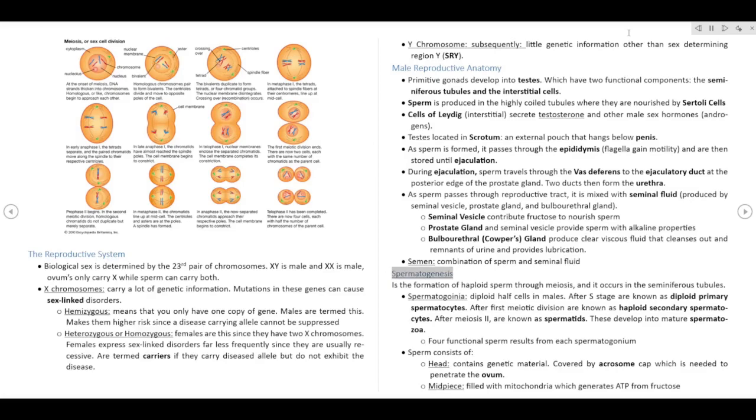Spermatogenesis is the formation of haploid sperm through meiosis, and it occurs in the seminiferous tubules.